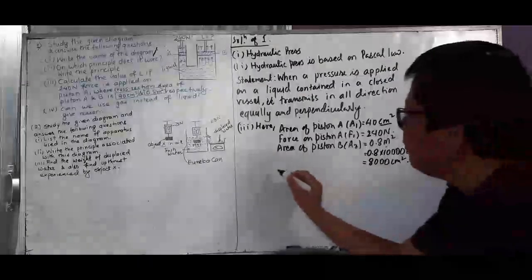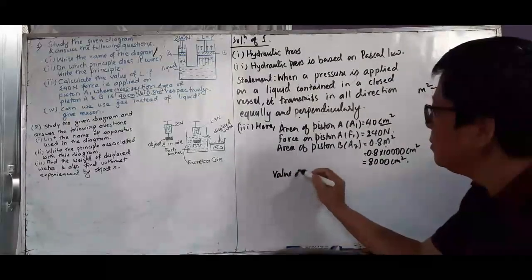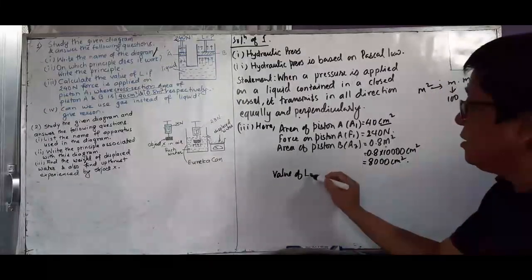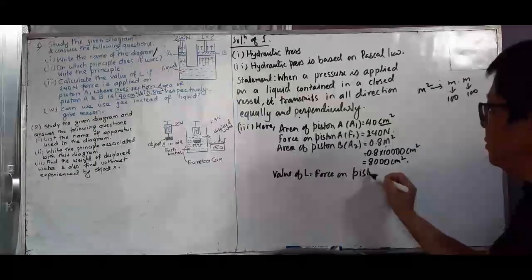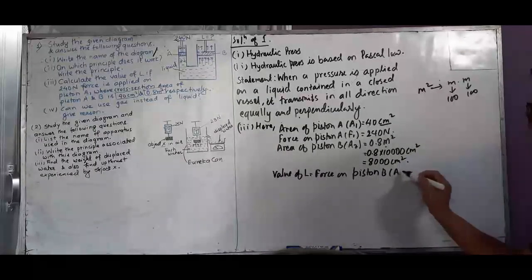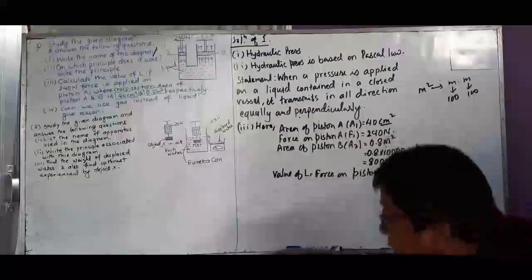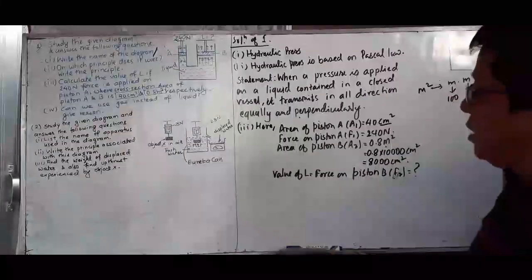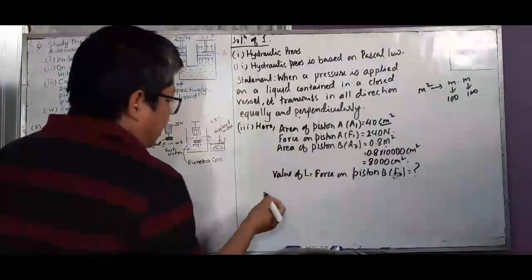So finally we have to find the value of L. Value of L means force on piston B. Say it is F2 equal to what? Now from the Pascal law, we have a formula.